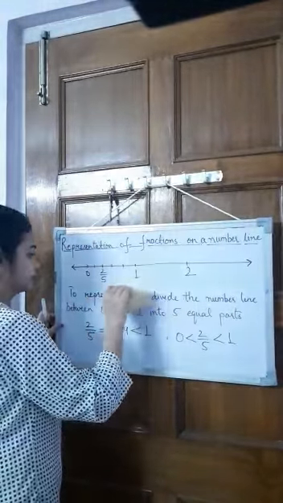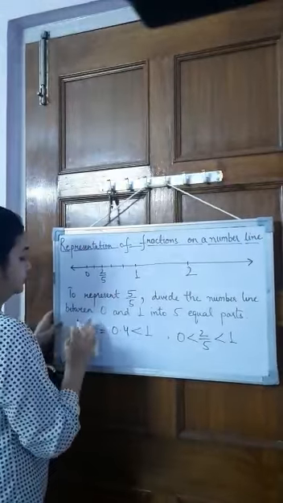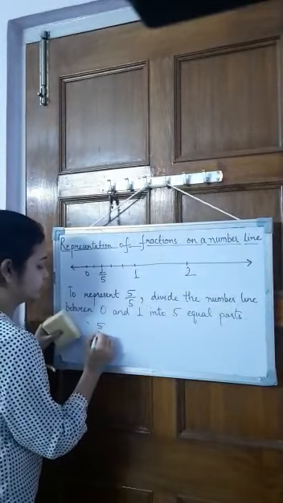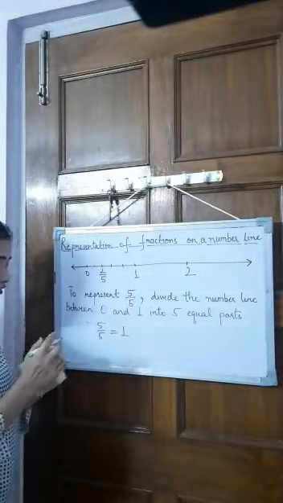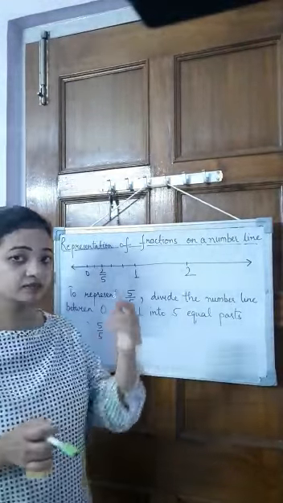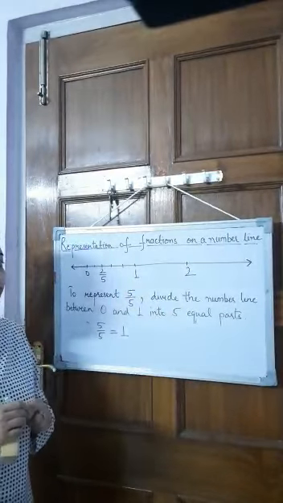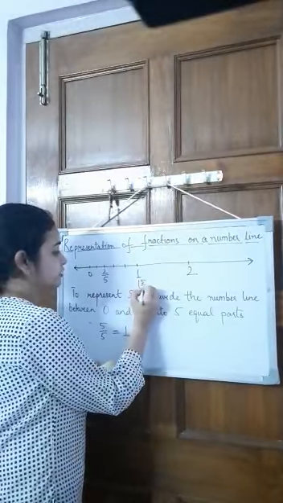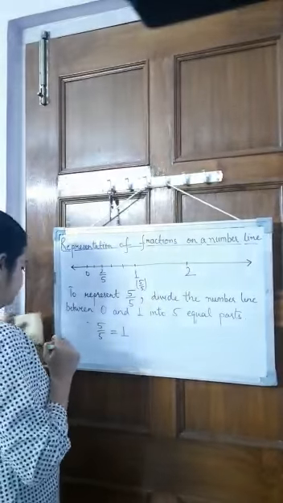Let us take a number 5 by 5. Now what is 5 by 5? 5 by 5 is actually equal to 1. And this means that when we get numerator and denominator equal, then it is equal to 1, and 1 means that my fraction will lie where we have written 1. So in place of 1 we can write 5 upon 5.